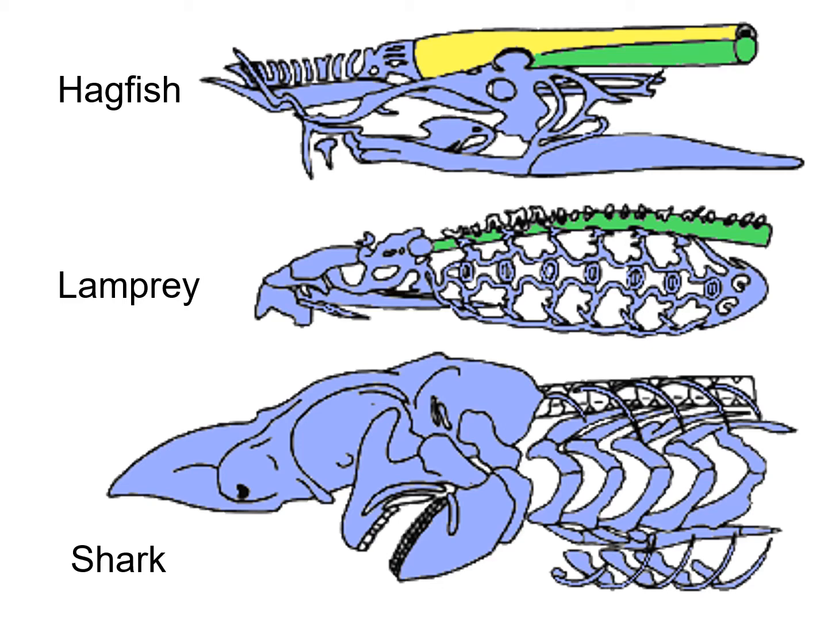So it does have a head skeleton. It has the beginnings, at least, of a cranium, so it is a craniate, but it doesn't have any vertebra, so it's not a vertebrate.